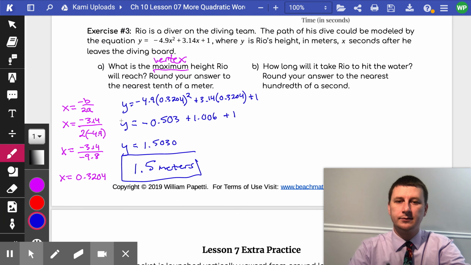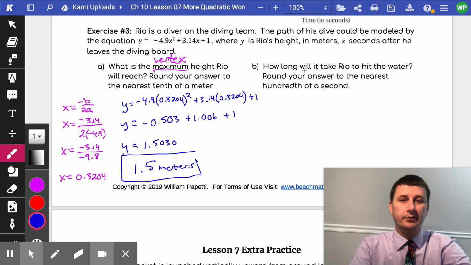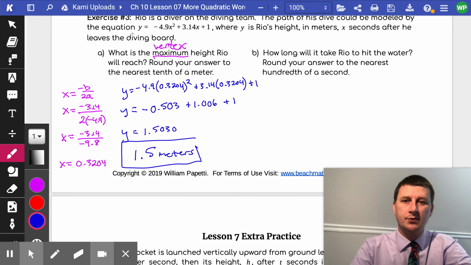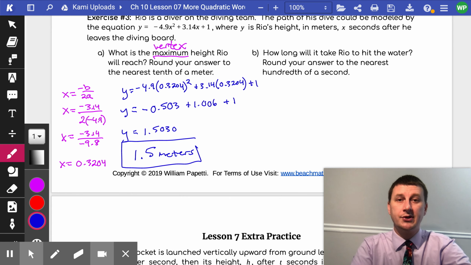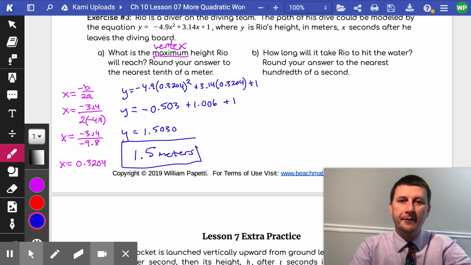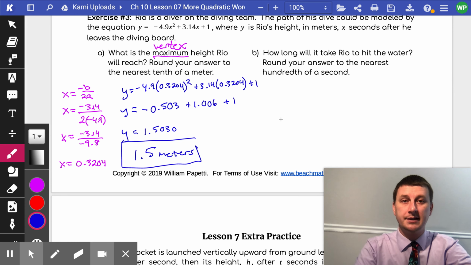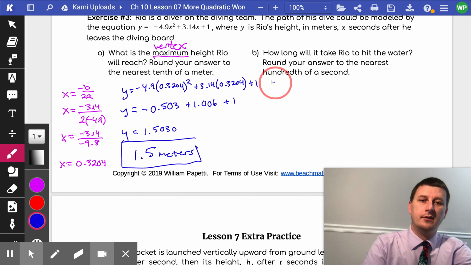All right. Good. Let's look at part B. So part B says, how long will it take Rio to hit the water? Round your answer to the nearest hundredth of a second. So again, this is where we want to take this equation, and just from knowing the equation or the path of his flight through the air into the water, you could find the exact time at which Rio hit the water, because the water's level is 0. Okay, so we're going to find out where negative 4.9x squared plus 3.14x plus 1 is equal to 0.